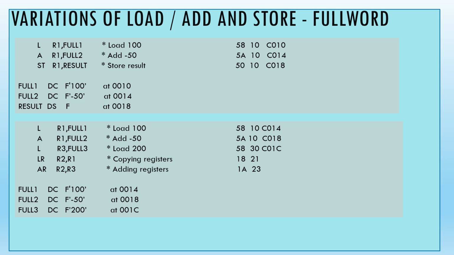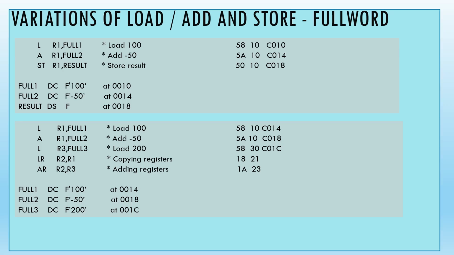Initially we didn't define the value for the result, but when the result gets calculated, which in this case is 50, it will get stored at 0018. Similarly, if you look at the next example, FULL1, FULL2, FULL3 variables we are using here, 100, minus 50, 200, and if you look at where they are stored, at 14, 18, and 1C.